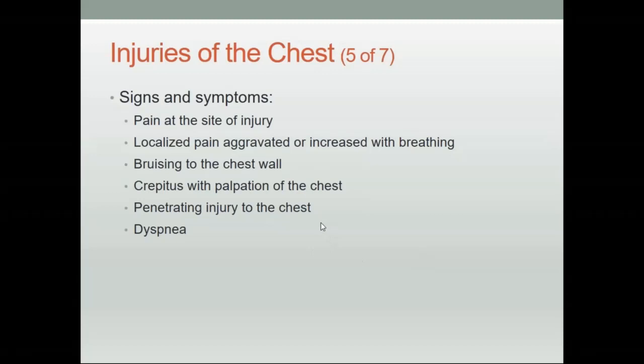Dyspnea, that's shortness of breath. We know what to do for dyspnea, right? Right off the bat, we're going to provide supplemental oxygen to that patient. With these chest injuries, we're going straight to the non-rebreather mask. We're not going to jack around with the nasal cannula and going from 2 liters per minute to 3, 4, 5, 6. We're just going to go straight to the non-rebreather mask and possibly quickly on to a bag valve mask and positive pressure ventilation.